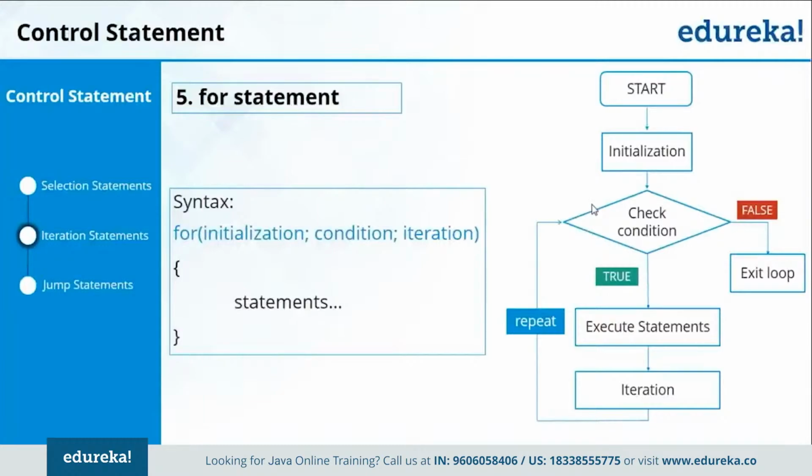So are you clear with respect to how the do while and for loop works? Now don't worry, I'll be giving you an example to understand each of these loops one after the other.